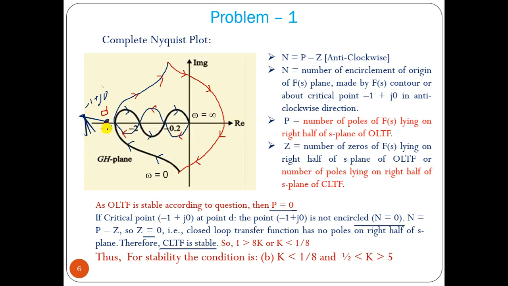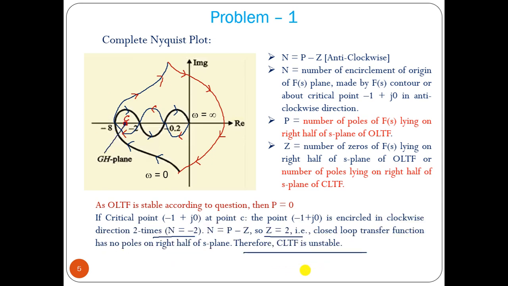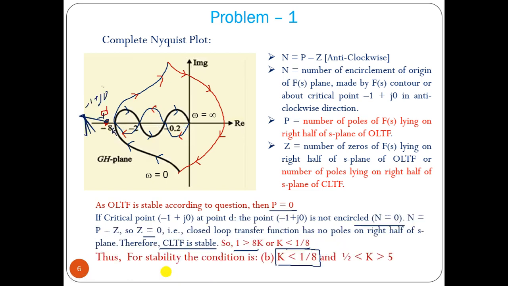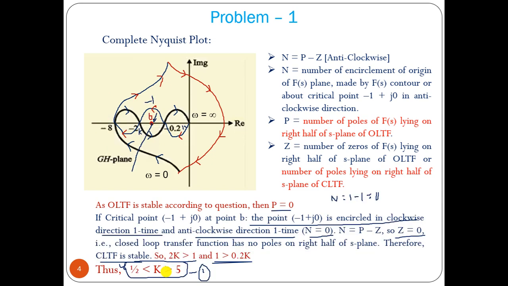What is the condition for that? This is your minus 8k and this is your minus 1 point. So 1 is greater than 8k, that is the condition. So k is less than 1 by 8. So what is the answer now? One condition is k less than 1 by 8. Another condition for stability we got here, k is greater than... I think this should be less than.